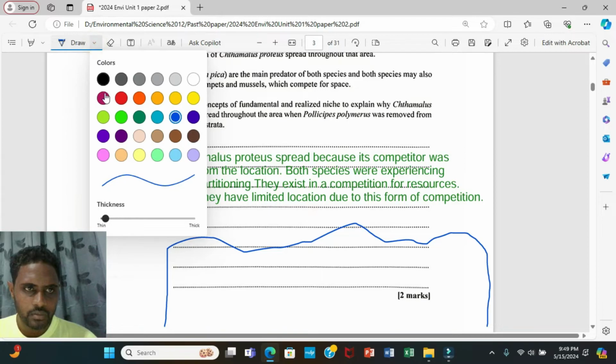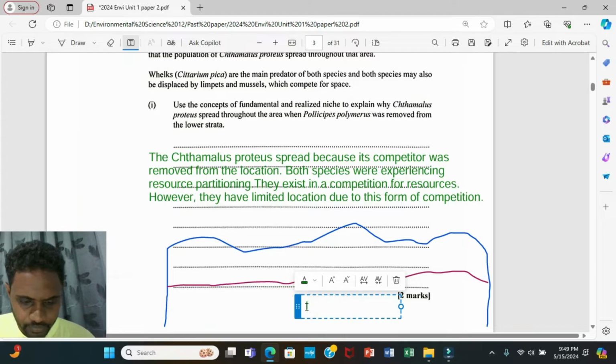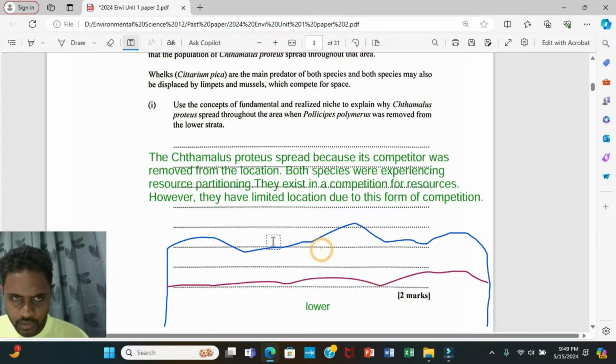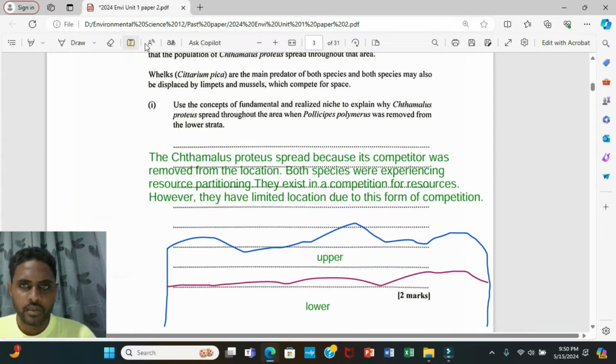So, you said it's divided into two strata, right? Say this one here is the lower, and up here is the upper. All right. So say this is what you're actually looking at. The whole of this is sea, the upper part of the sea and the lower part of the sea, the deeper part. All right.